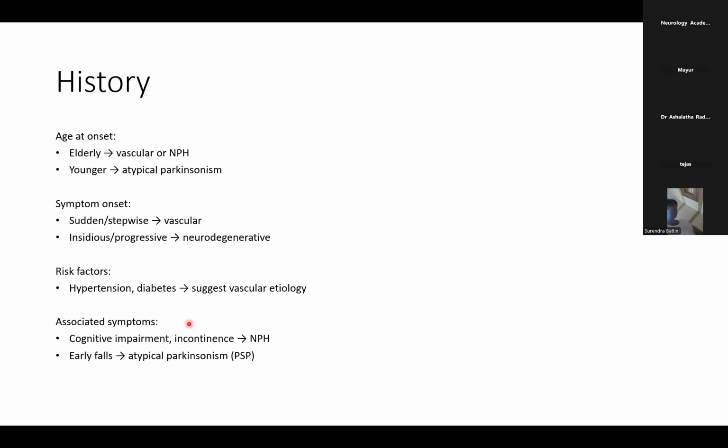Now, I would like to propose an approach, which I tried to make out based on these conditions, for the diagnosis or management of lower body Parkinsonism. Based on the history, we should see whether the patient is elderly or younger. If he is elderly, it supports a vascular cause or NPH as a diagnosis.